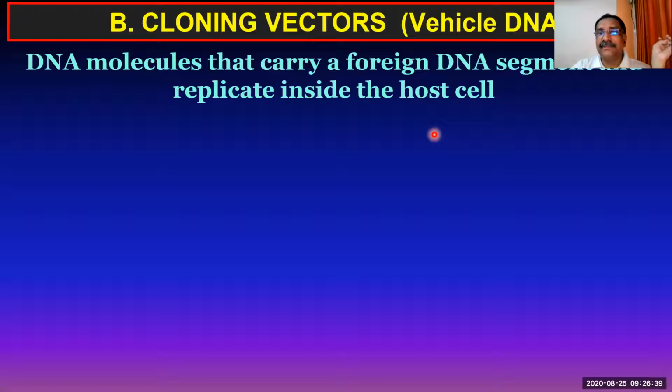So they have very high copy numbers of their genome within the bacterial cell. The number is also higher, and they are linear and longer than these plasmids. So these are the two basic cloning vectors or vehicle DNA we use.